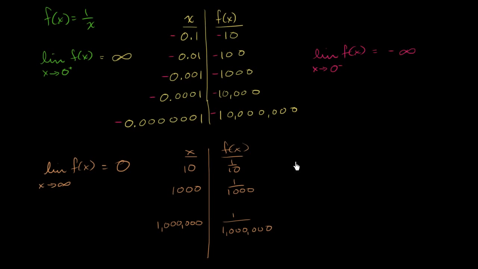Now let's think about the limit of f of x as x approaches negative infinity. So we're going to take numbers that are more and more negative. If x is negative 10, this is going to be negative 1/10. If x is negative 1,000, this is going to be negative 1 over 1,000. If x is negative 1 million, this is going to be negative 1 millionth. But we still see that we are approaching 0. So here, once again, we are approaching 0.